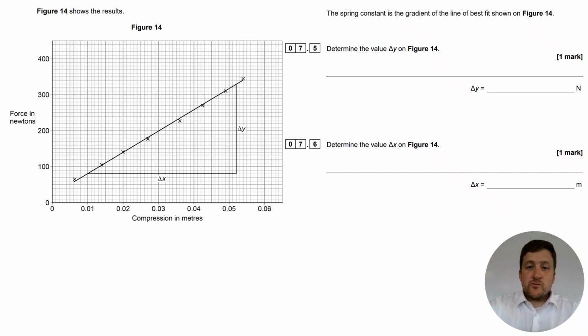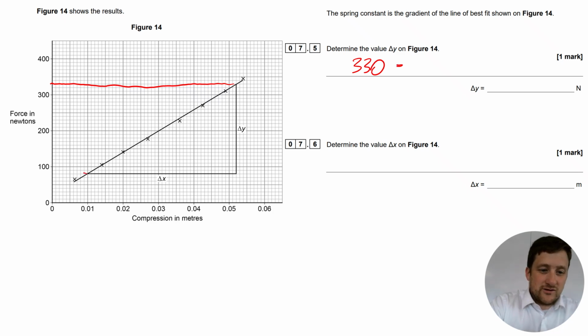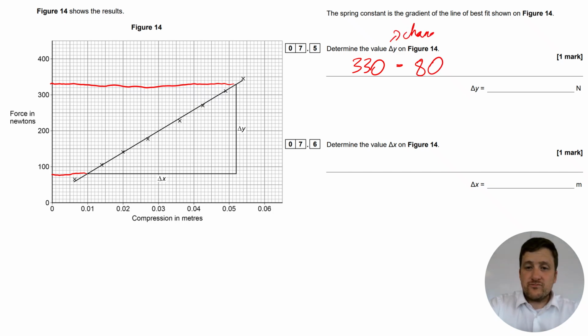Okay, now it says determine the value delta y. Well, they've drawn the line of best fit, trend line, they've put the lines on it for us to be able to calculate the gradient probably eventually. So all we need to do is go all the way across here in the most beautiful straight lines ever to work out that that is 330, and then we go all the way along the bottom and work out that that is 80, and that little triangle means change or difference. So 330 take away 80 is 250 newtons.